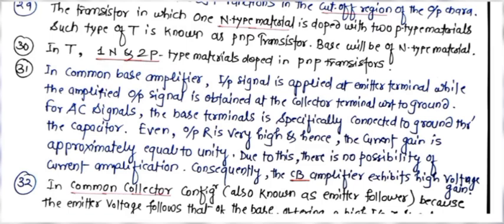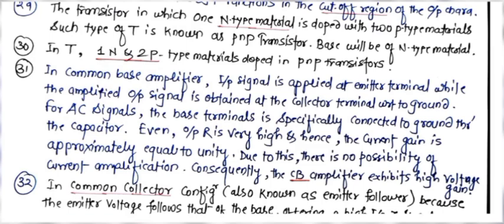In common base amplifier, input signal is applied at emitter terminal while the amplified output signal is obtained at the collector terminal with respect to ground. For AC signals, the base terminal is specifically connected to ground through the capacitor. Output resistance is very high and hence the current gain is approximately equal to unity. Due to this, there is no possibility of current amplification. Consequently, the CB amplifier exhibits high voltage gain.